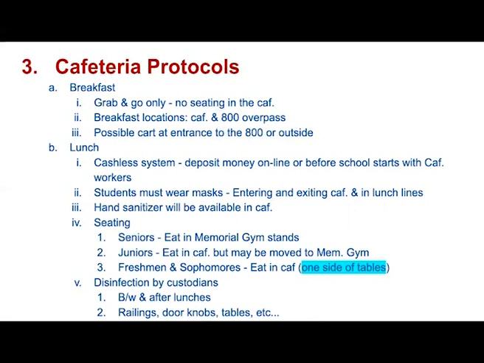Students must wear masks when they're entering and exiting the cafeteria and in the lunch lines. And hand sanitizer will be available at more locations throughout the cafeteria. Seating in the caf will primarily be freshmen, sophomores, and juniors in the main caf, sitting on one side of tables, and seniors will be able to move to Memorial Gym to eat in that area. This will hopefully further limit the number of students in the cafeteria. And disinfection in our cafeteria will occur between and after lunches, wiping down railings, doorknobs, tables, etc.